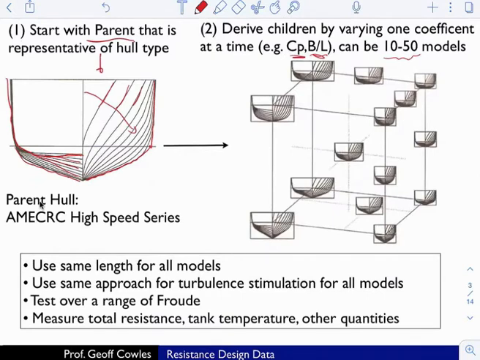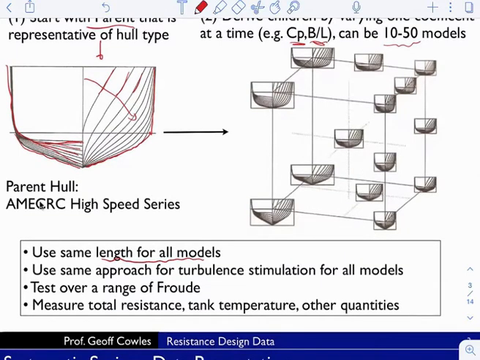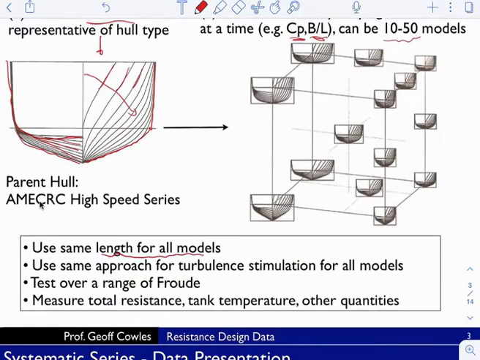So ideally, use the same length for all the models. That makes the model testing procedure and construction procedure easier, and also for comparison purposes, where you have errors in the resistance coefficients, it allows things to be at the same speed, and will be at the same Reynolds number because the length is held constant. The turbulence stimulation would be used the same in all the models.